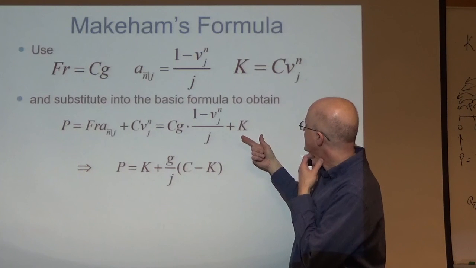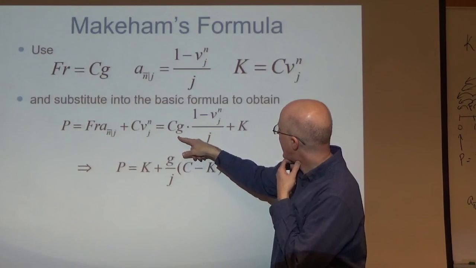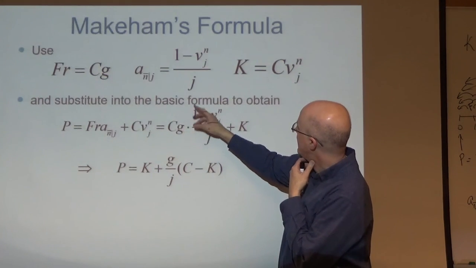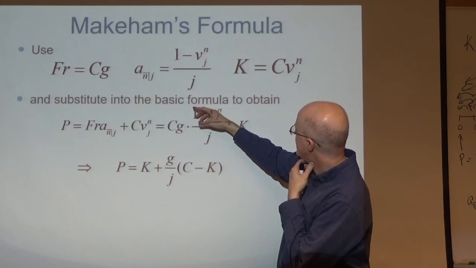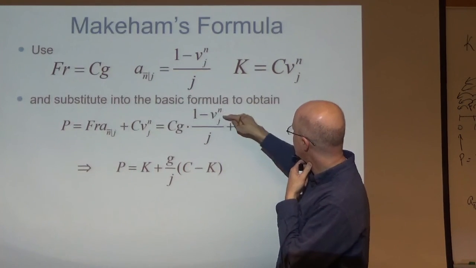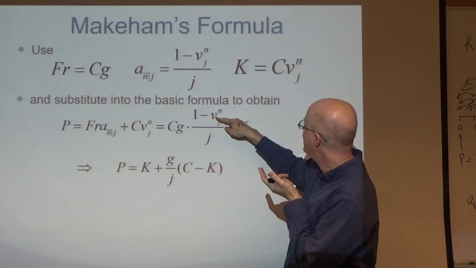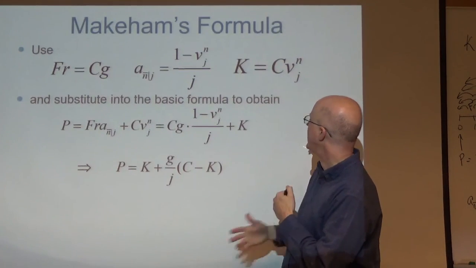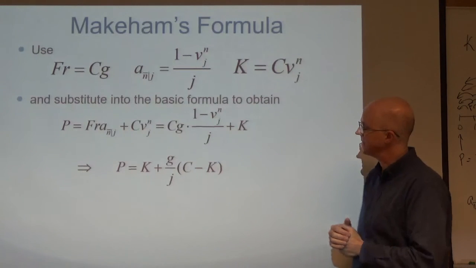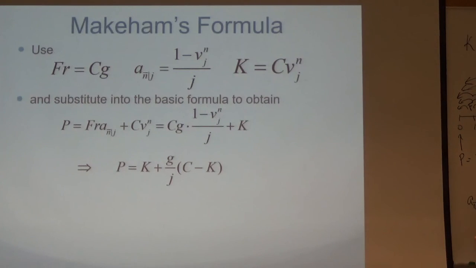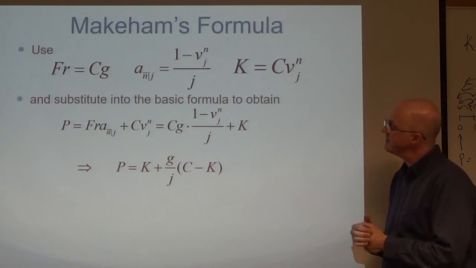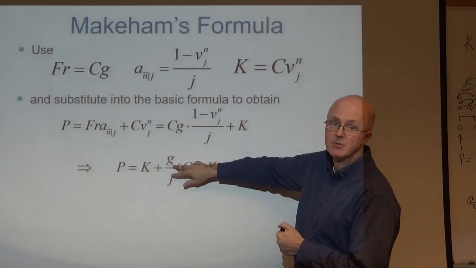Do a little rearranging. Bring the j under the g. And then you could multiply the C through this thing here. Replace C v^n with K. Rearrange. You can get this. That's a little exercise for you. That's called Makeham's formula. And the benefit of that, one benefit, is thinking about the relationship between g and j.